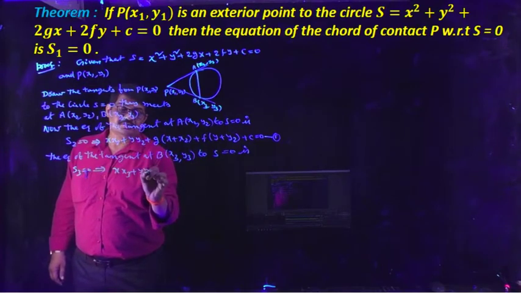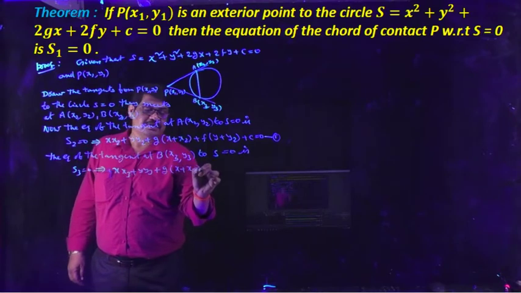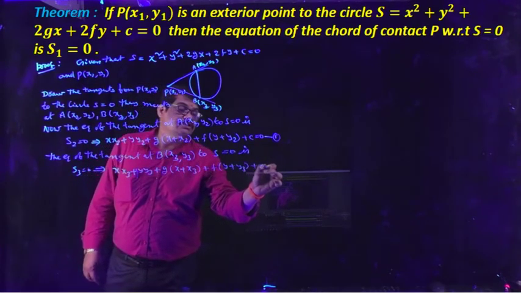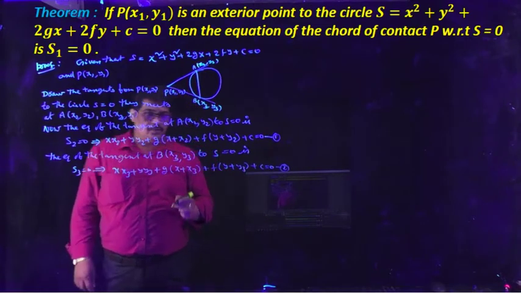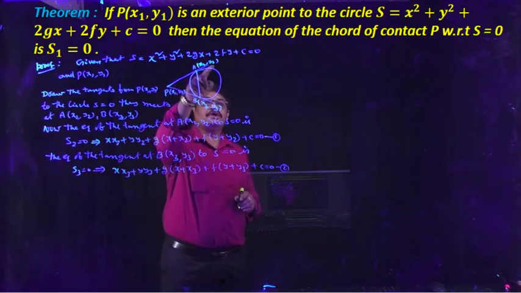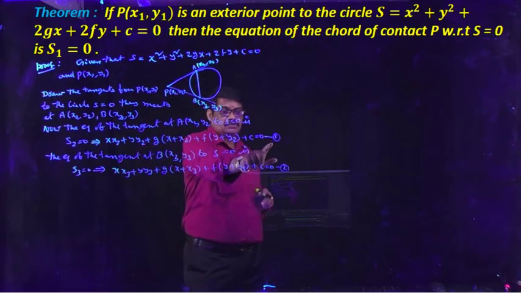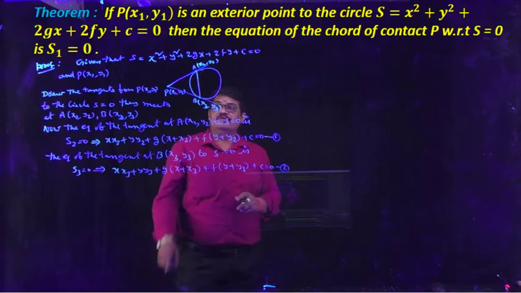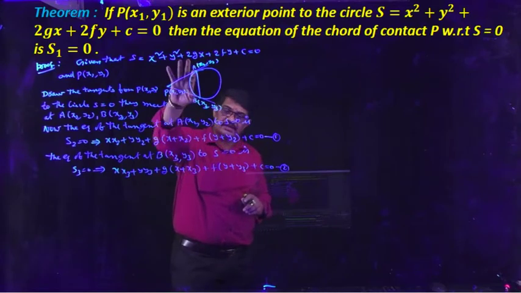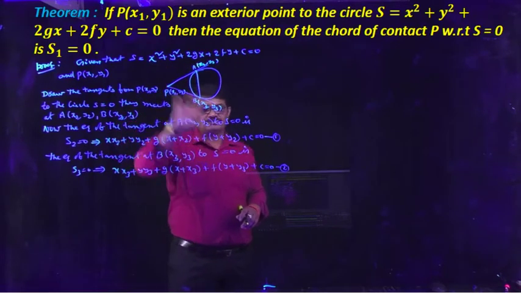x3² + y3² + g(x + x3) + f(y + y3) + c = 0. Okay, these are the tangents at A(x2, y2) and B(x3, y3). That is, equations 1 and 2 represent the equation of the tangent at A and the equation of the tangent at B. These two tangents are passing through the point P(x1, y1).